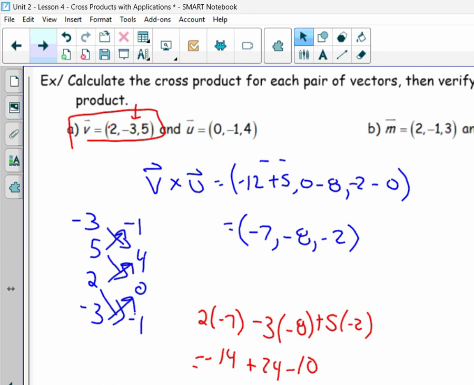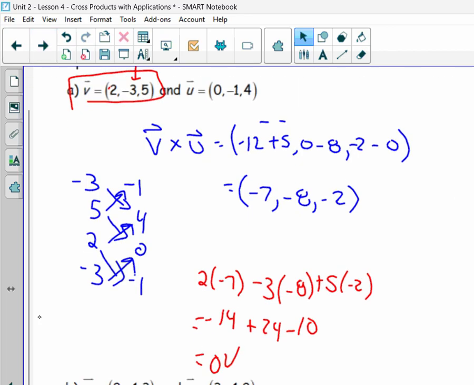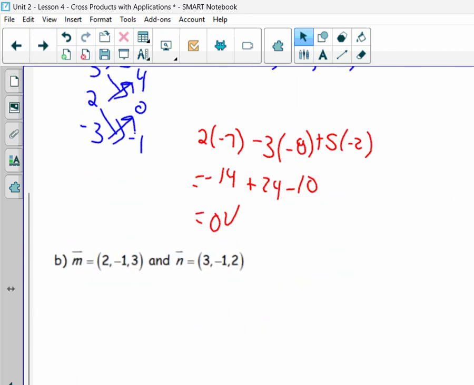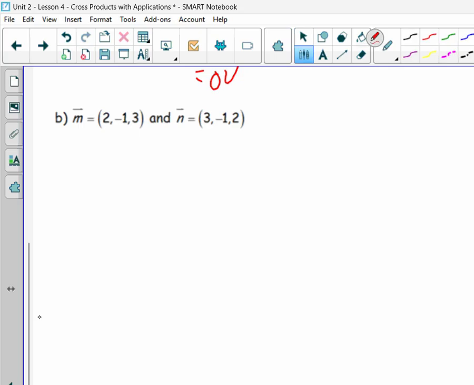Okay. You guys try the last one. Just move it down here so I have some space. Okay, pause, try yourself. M cross N, not dot. Okay, -1, 3, 2, -1, -1, 2, 3, -1. Oh, I use the same numbers, different signs in there, so be careful.